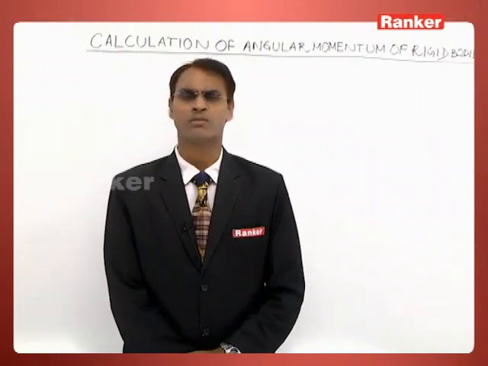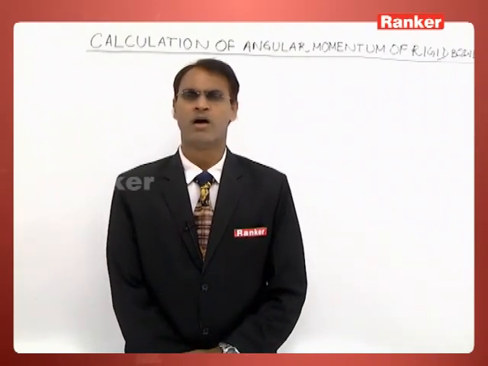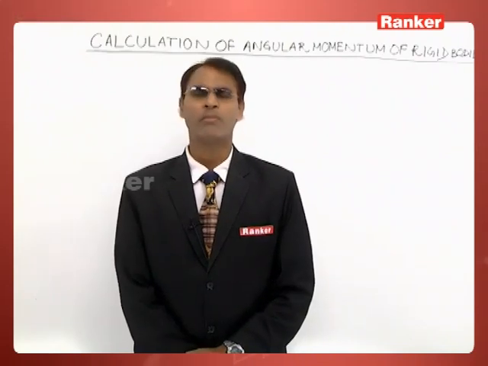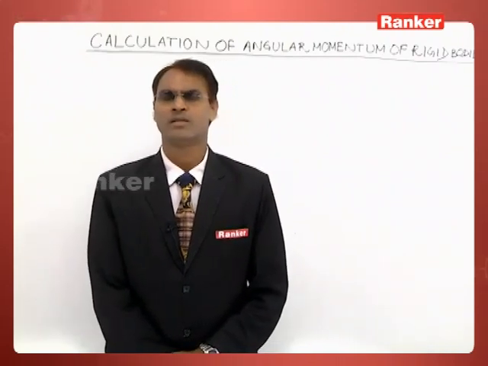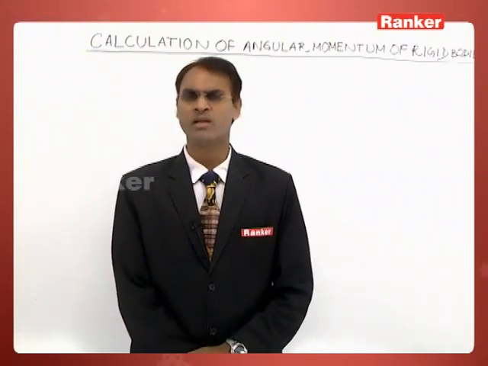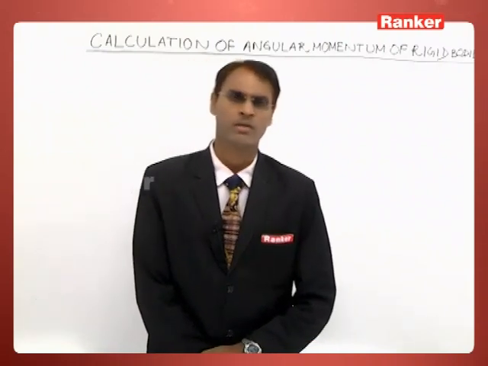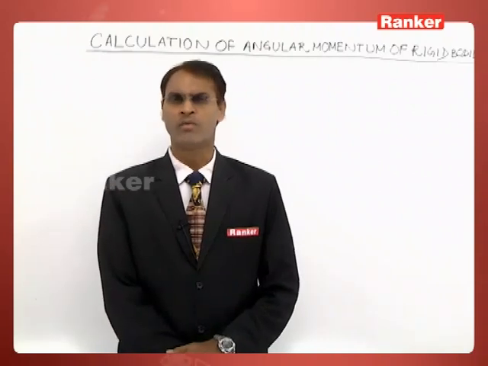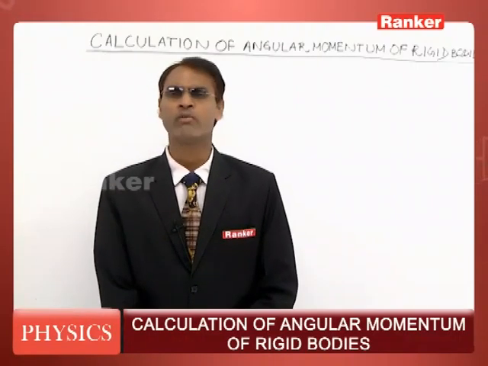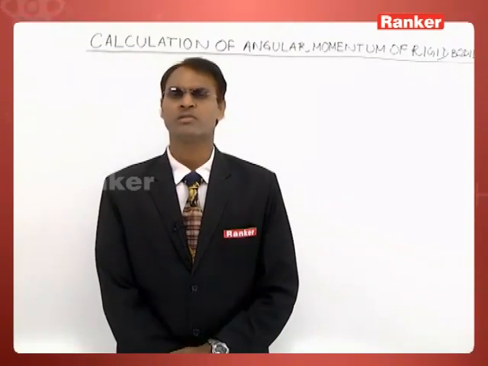This class we will talk about the angular momentum of rigid bodies. Angular momentum of a group of particles is divided into two parts. One, the spin angular momentum, the angular momentum of the system with respect to the center of mass frame, and second, the angular momentum of the center of mass with respect to the given point of reference. You add these two angular momenta, you can get the net angular momentum of the system of particles.